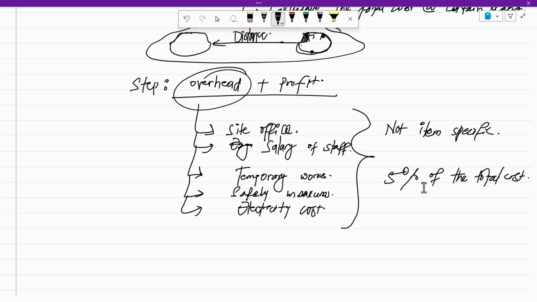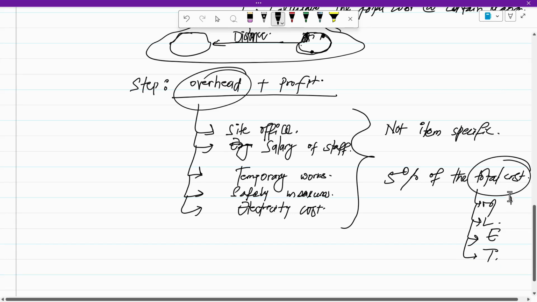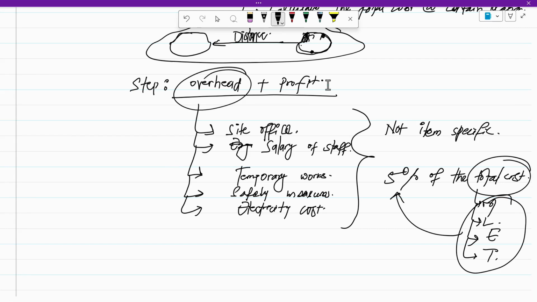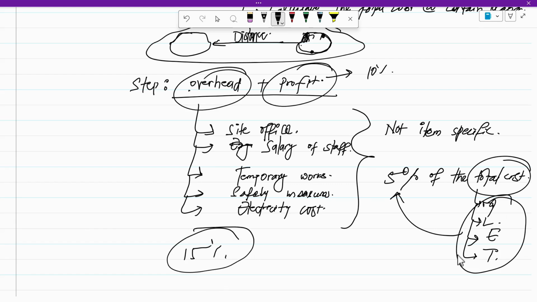So total cost means material, labor, equipment, and transportation. You add, then 5%, you get the overhead. It's normally 5 to 10%. Let's take 5%. Okay. Then it's the profit. It's the contractor's profit percentage. And contractors, they normally will charge 10%. So overhead and profit, it will combinedly become 15% of the total cost. You do all these things, add 15% for overhead and profit, then you get the final cost. So you add up everything, then you get the final rate.